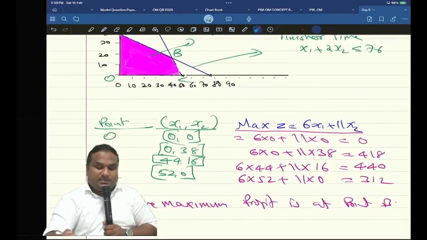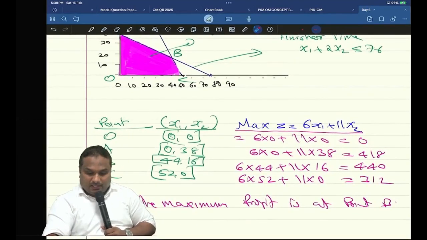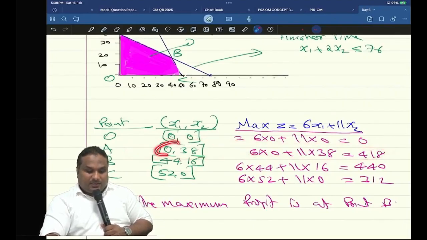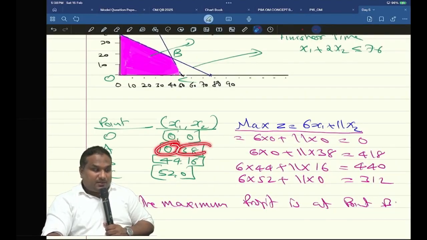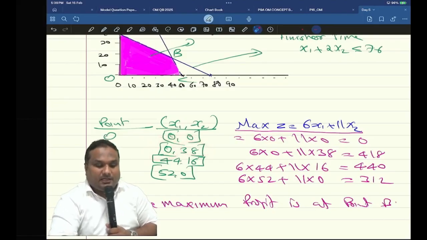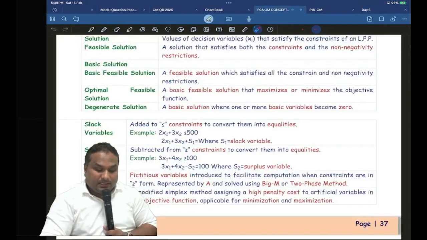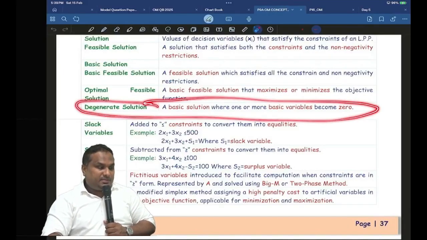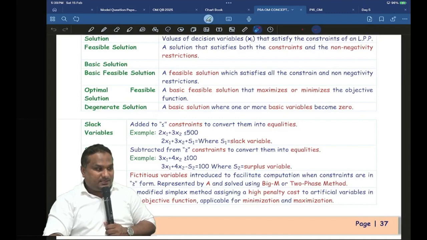Now what is a degenerate solution? Suppose I take option A, where x1 is 0. The first item we are making is 0. The second item we are making is 32. That is called a degenerate solution. A basic solution where one or more basic variables become 0 is called a degenerate solution.